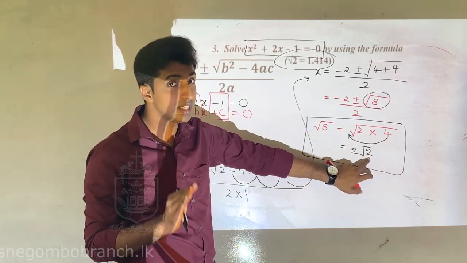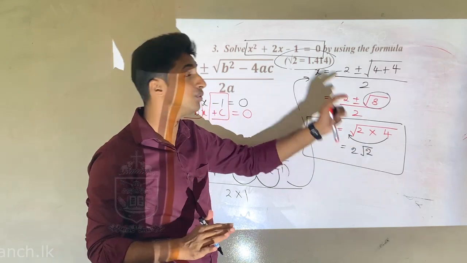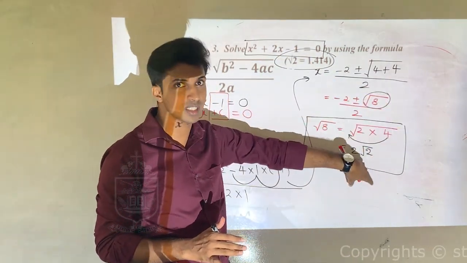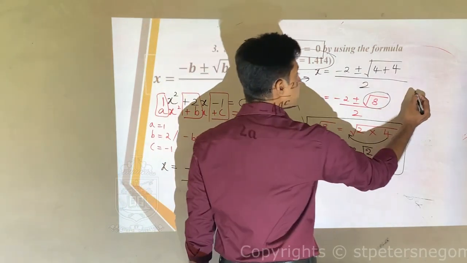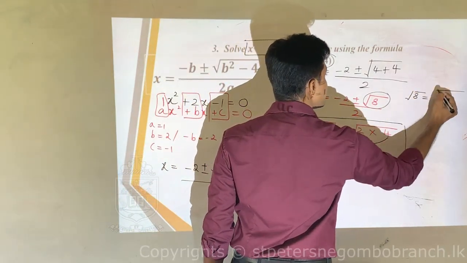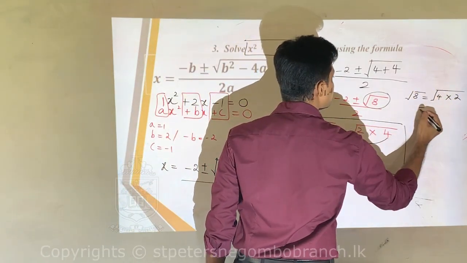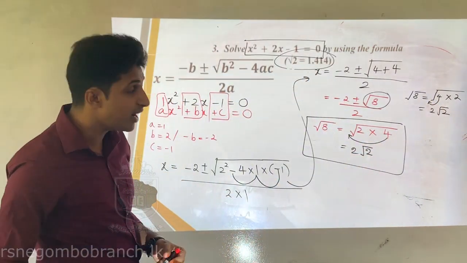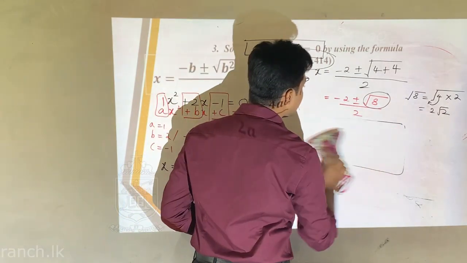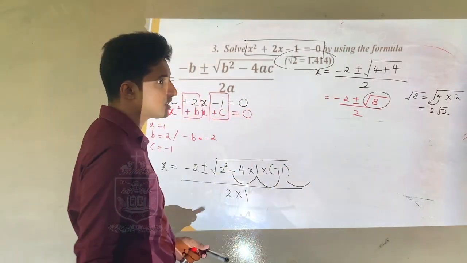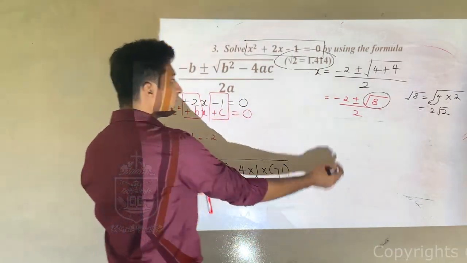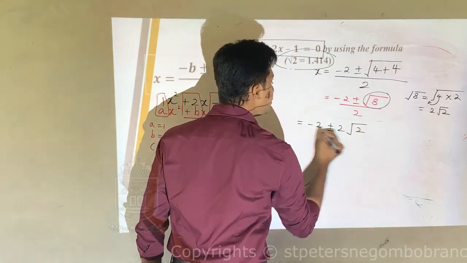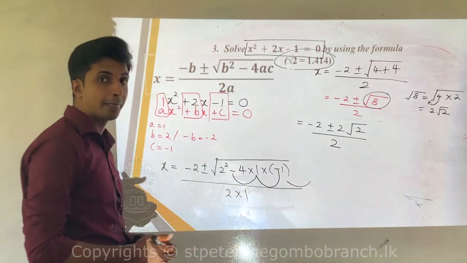Okay. But in case you do not remember it and you want to go through the entire process, do it in a separate place. Don't do it inside the question. So this square root 8 I can write as root 4 times 2, take 4 out as 2, so that is going to be 2 root 2. Why I did it was, I need the value for square root 8 but I don't have it. I have root 2. Then minus 2 plus or minus 2 root 2 over 2.